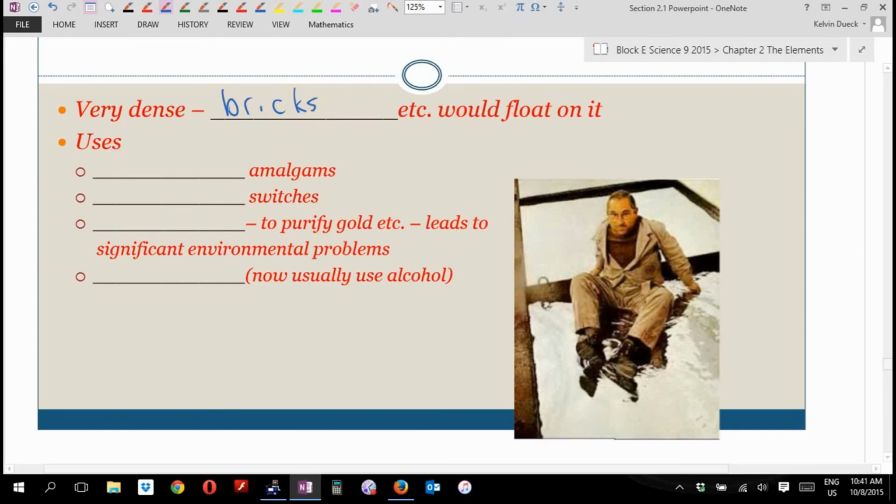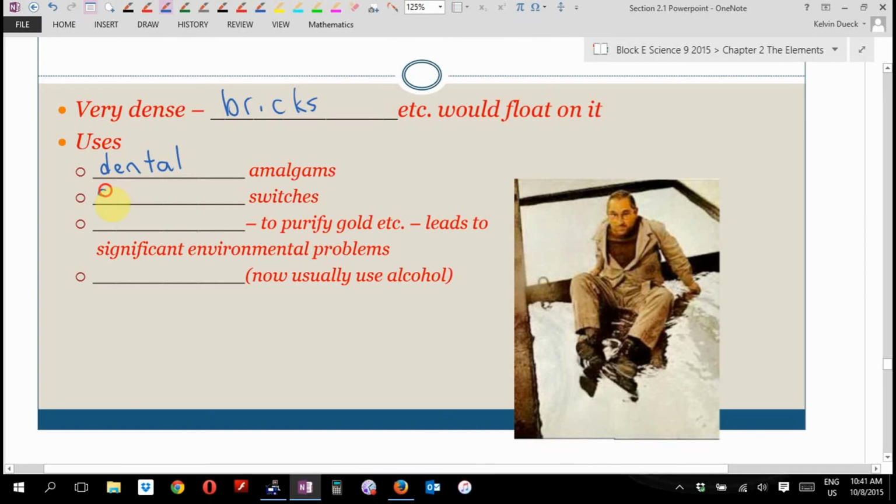Now, it also has some great uses because we can combine it with other stuff and then it's no longer toxic. So it's used in dental amalgam fillings. Many of you might have a filling in your mouth that contains some mercury, and that's safe because it's bonded with something else. So even if it does flake off, it's not going to bond with your nervous system. It's already bonded with something else.